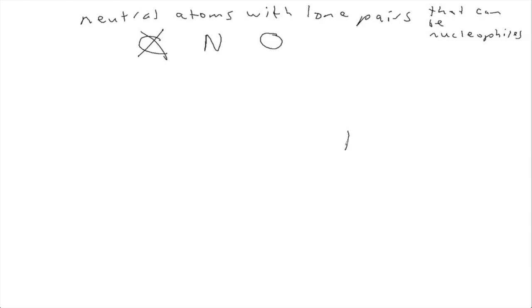So for example, does this have a lone pair? Yeah, because it's in the same column as nitrogen. And does this have a lone pair? Yeah, because it's in the same column as oxygen. Good. And again, we won't write down the halogens, even though they have lone pairs, because they're not nucleophiles.